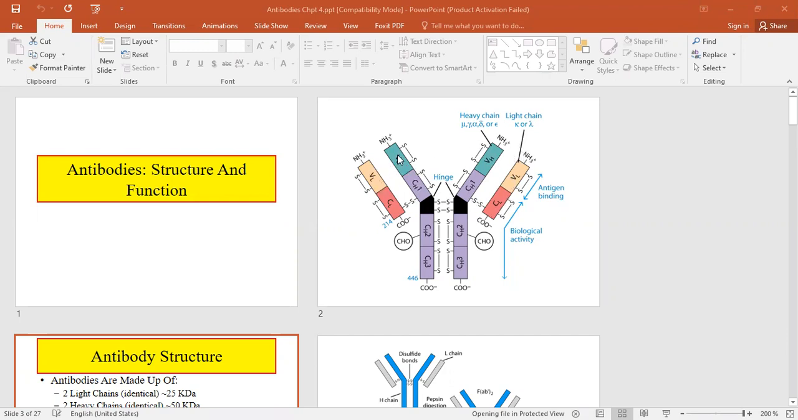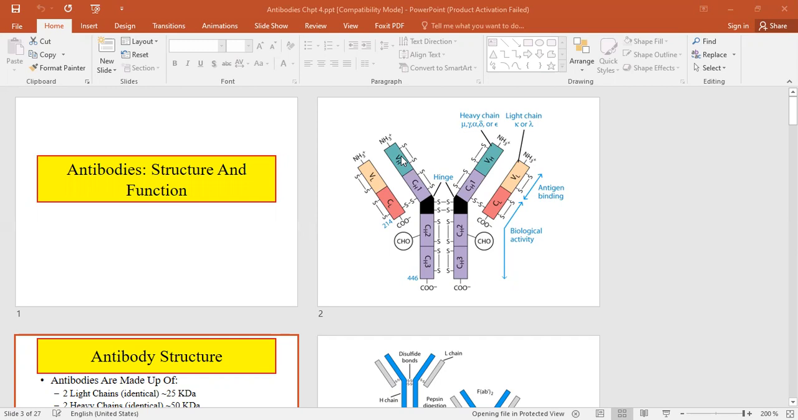In this region, there are some regions which are constant region and some regions are variable. The variability is found in this region here, from here, from here. So variability is found here, not anywhere. And from here to here, the region is constant. There is no variability, so it is known as the constant, and this region which varies is known as the variable region.